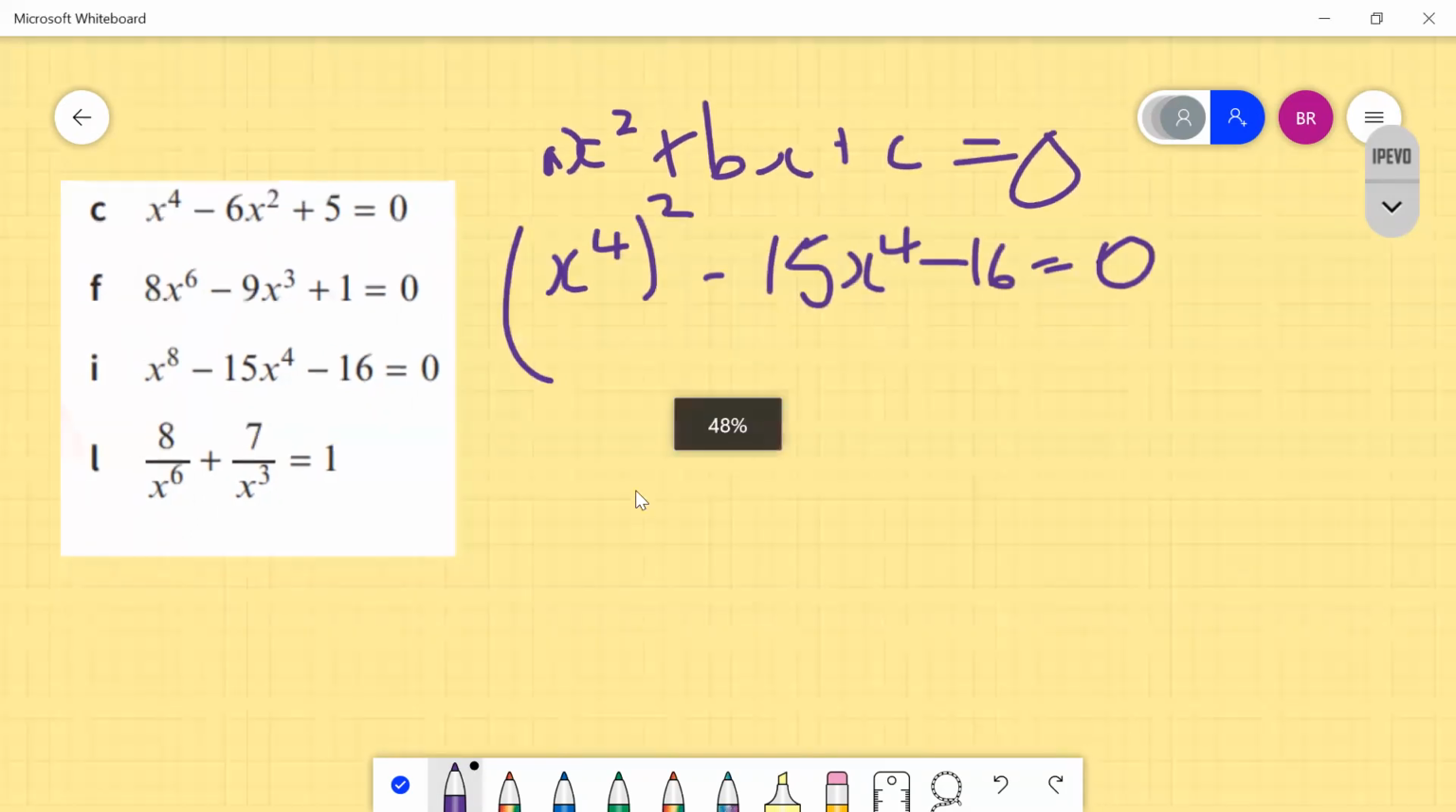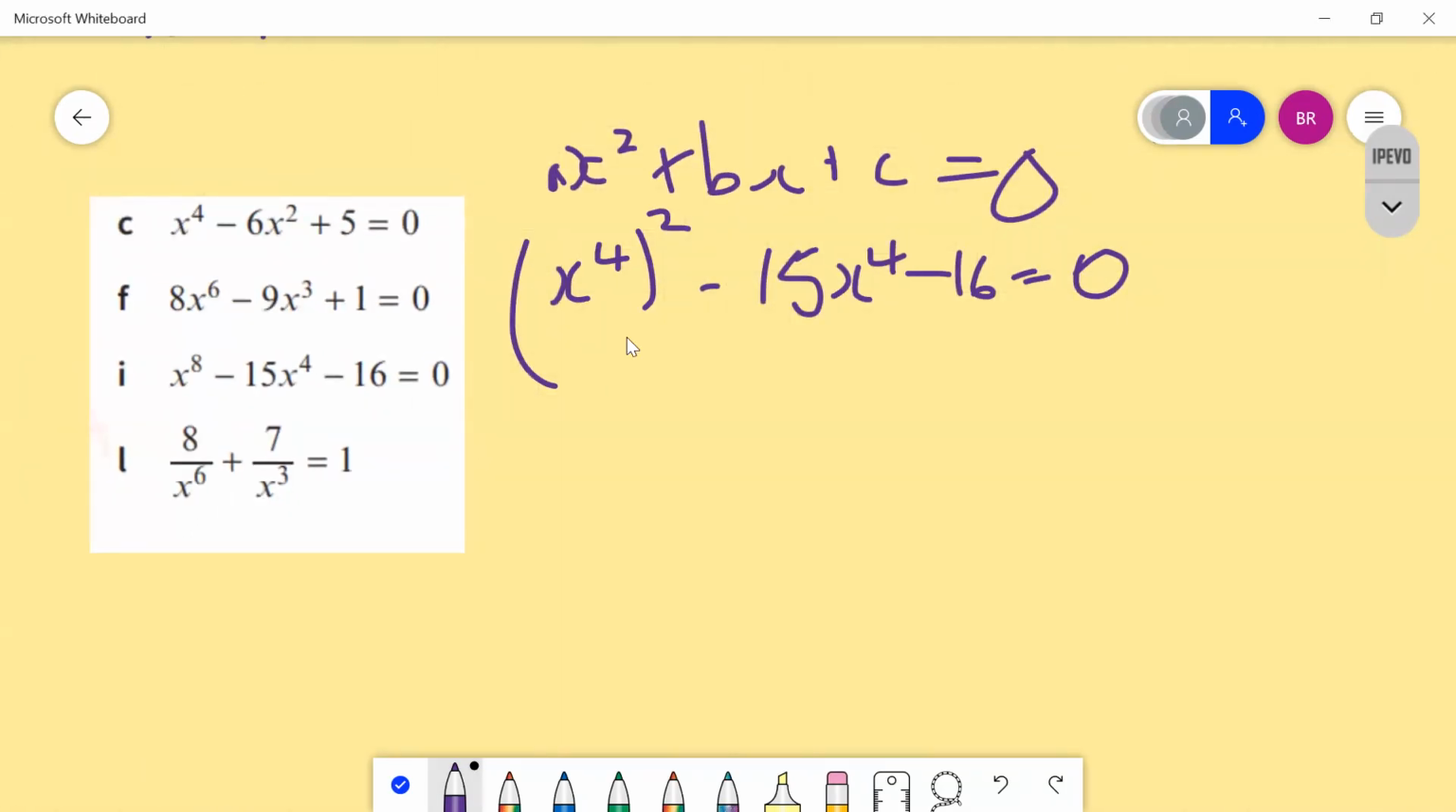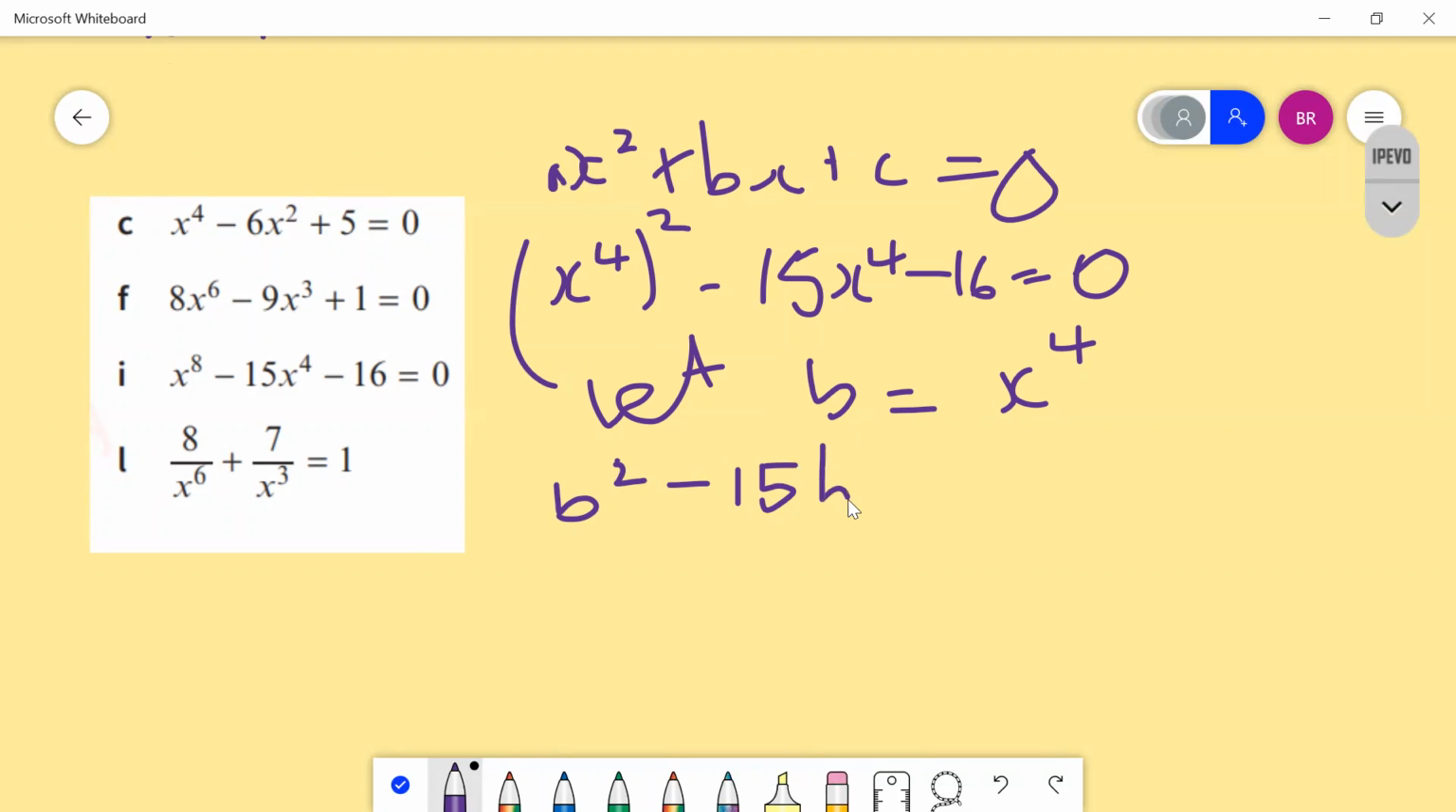Right. Given this, I must be able to say let me now have a b, probably b be equal to x to the power of 4, sorry. So where there is x to the power of 4, I'm going to put a b. I'm going to have b to the power of 2 minus 15b, then minus 16, like this, is equal to 0, like this.